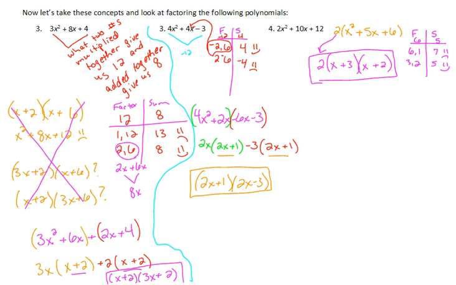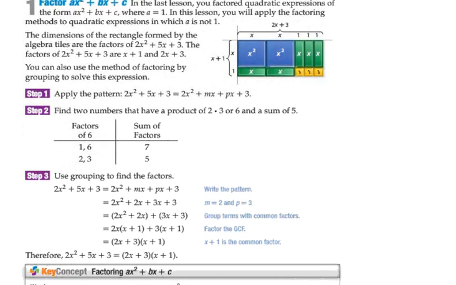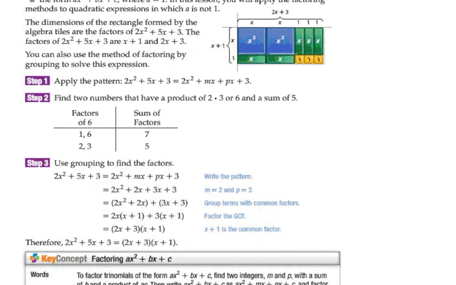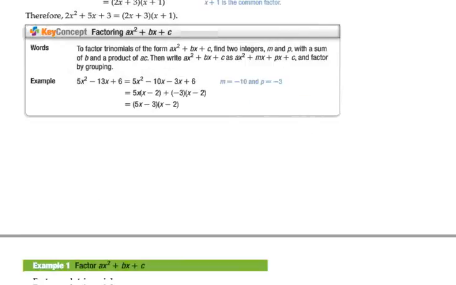So go ahead and get out the notes and vocab for this section. Okay, objectives are to solve quadratic equations by factoring like we did last time, and then write those one variable quadratic equations to represent context. So again, the drill and practice, so when we get to those real world story problems, we know what to do. Again, I put this whole front page on there to show a different type of concept with those nice algebra tiles, the way that they do their factoring, the way that they group, which is the same way that I taught you. And again, the words in the example there. So a little bit more information in case you want to peruse that.